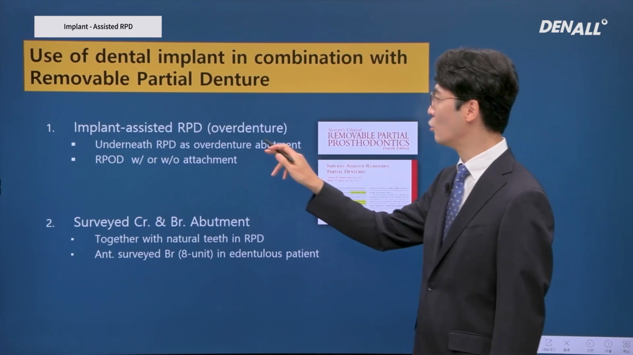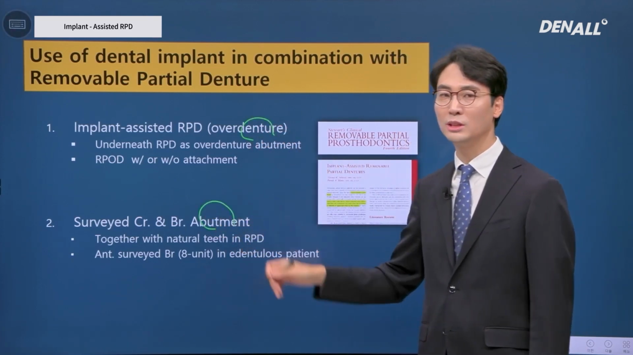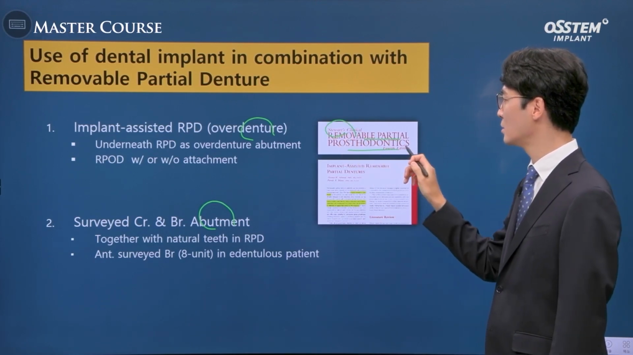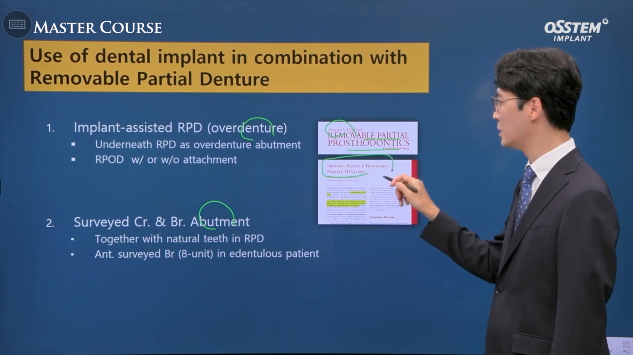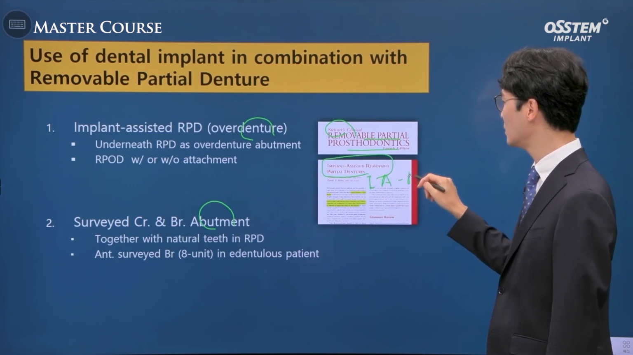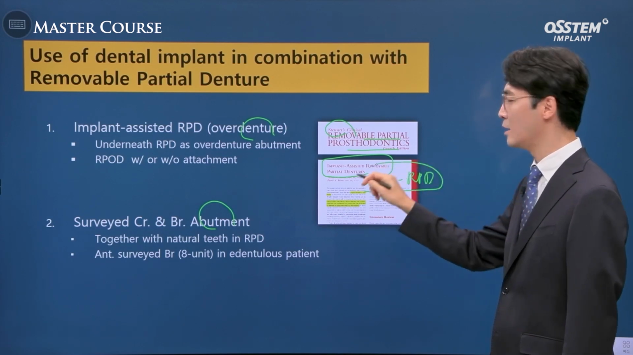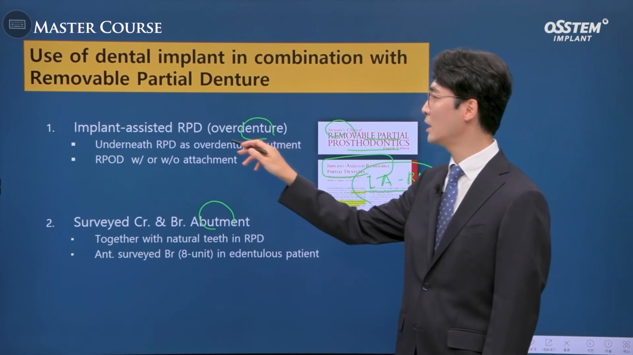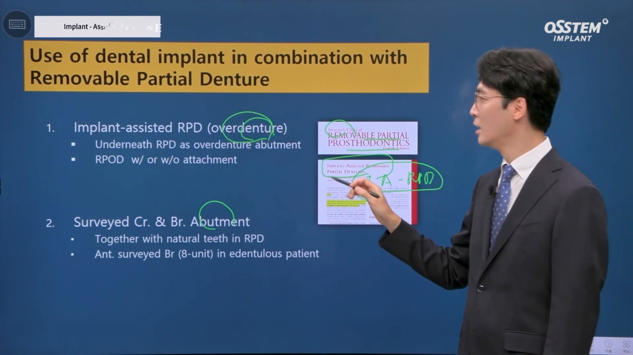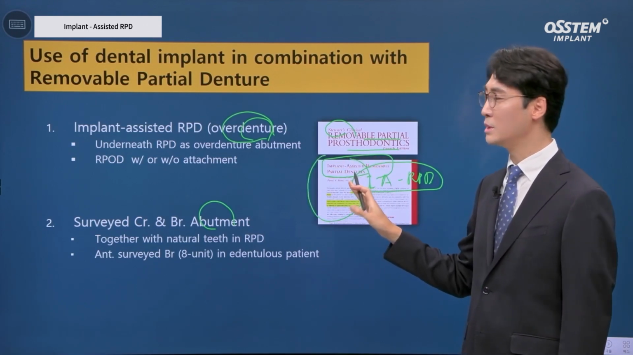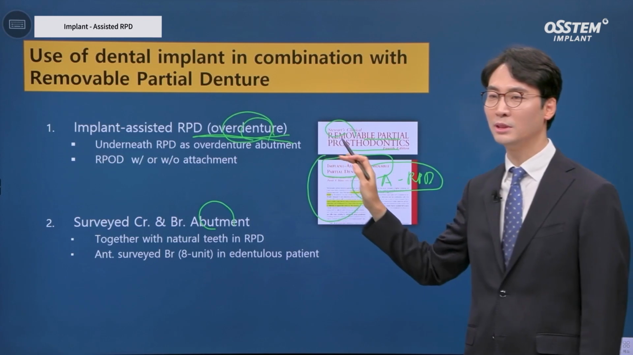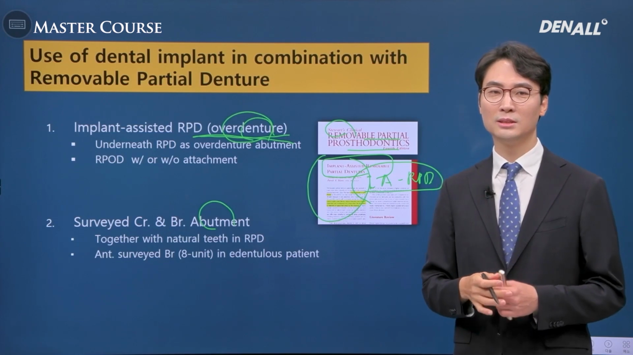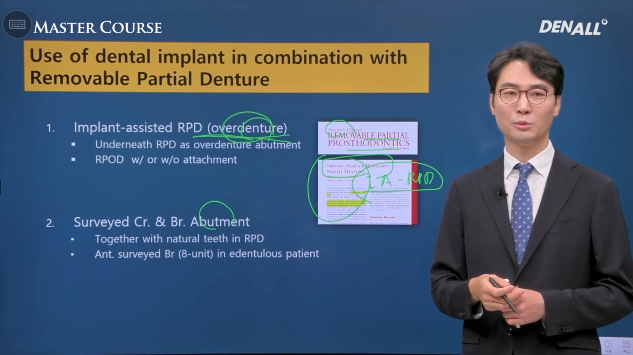As mentioned earlier, IARPD can be divided into overdenture type and surveyed crown type. In 2008, Stewart Removable Partial Prosthodontics textbook introduced IARPD, Implant Assisted RPD, for the first time, and since then, a lot of people use the term IARPD. In overseas, overdenture type IARPD are primarily used. So, what is referred to as IARPD in textbook refers to overdenture type IARPD, but recently in Korea, there has been many cases and literature reported about implant partial denture.